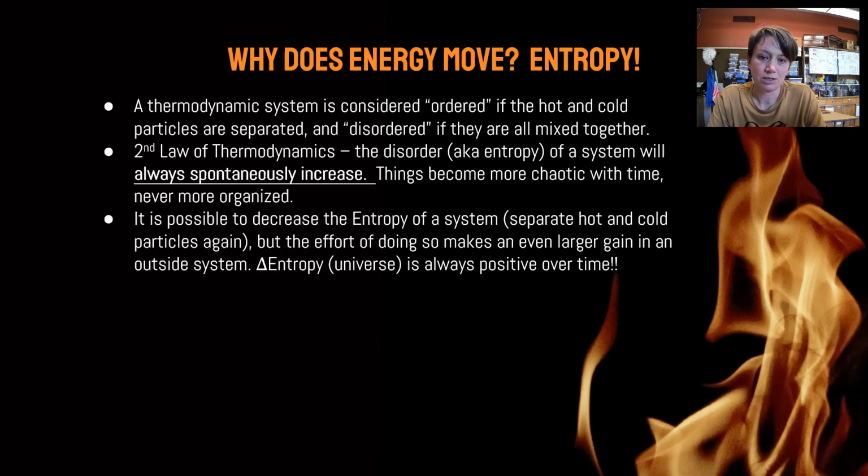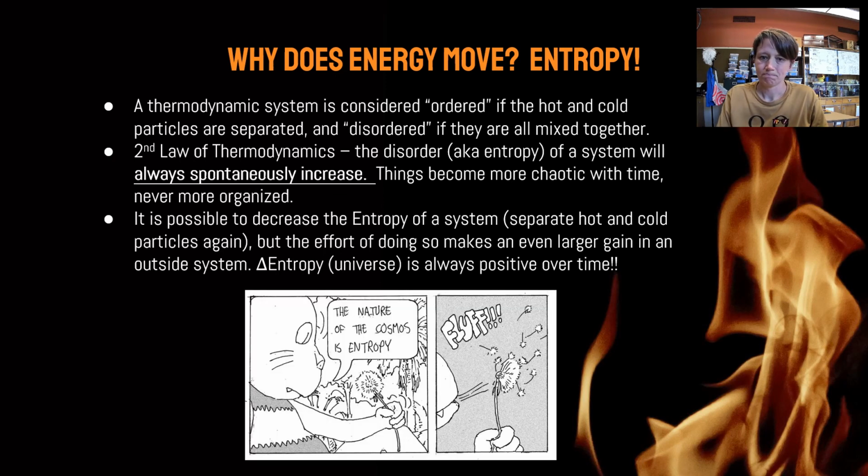It is possible to decrease the entropy of a system, so it's possible to clean the room or separate the particles, but the energy and effort required to do that creates more chaos in some other part of the universe. So this is decidedly not a conserved variable. The delta entropy of our universe is always positive. It's always getting more and more chaotic over time, and that's the reason why energy moves. We say this is the reason why energy always moves from a hot system to a cold system, because that's the only way entropy in the universe can be increasing.